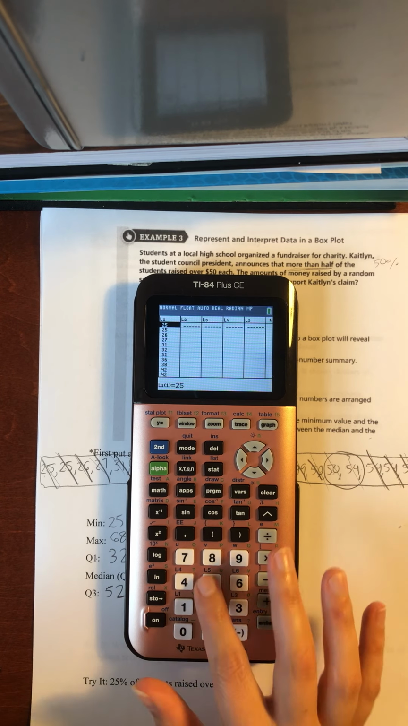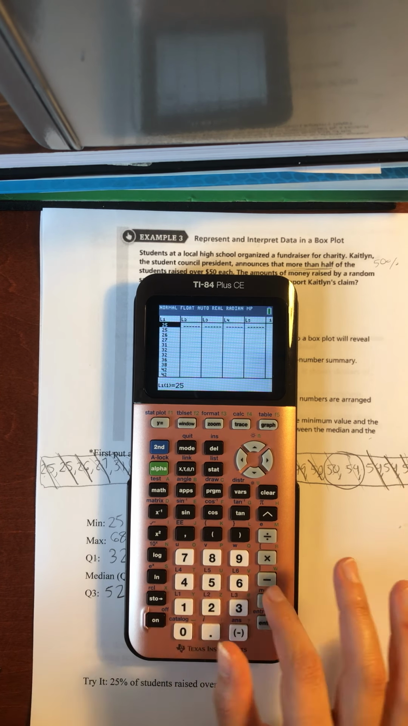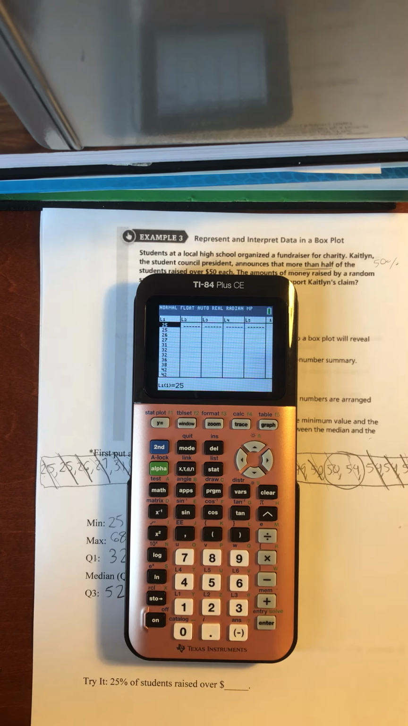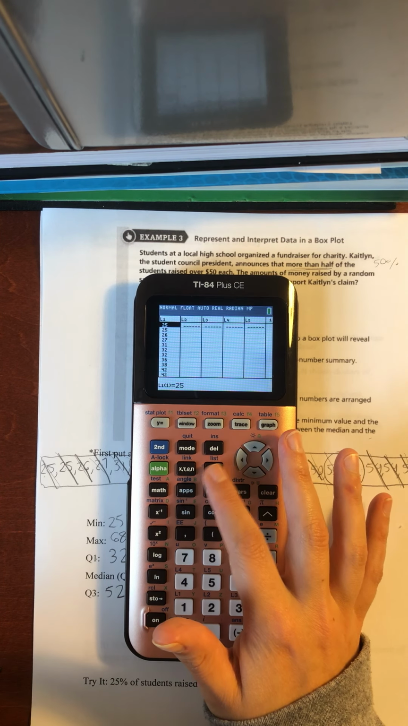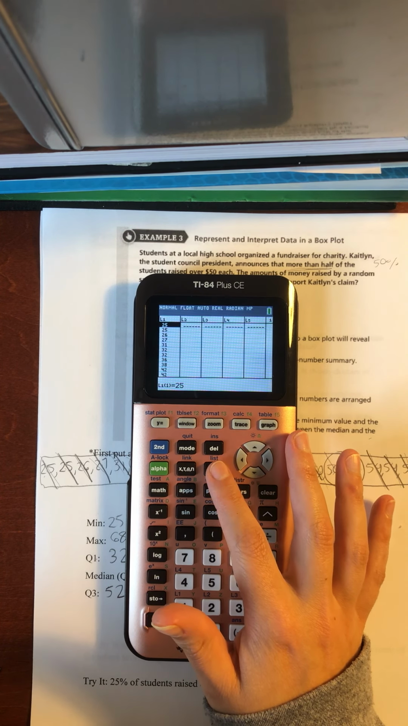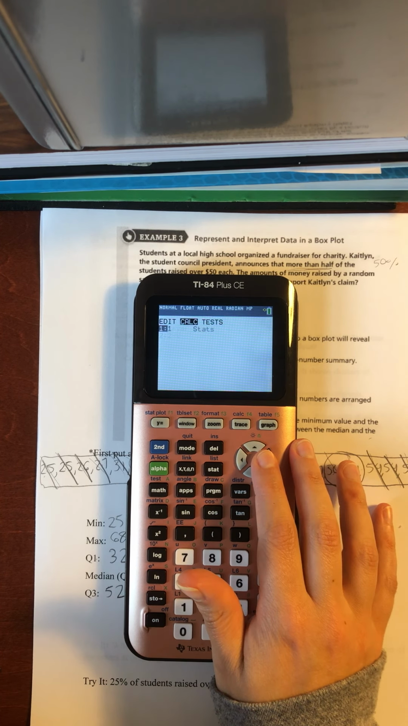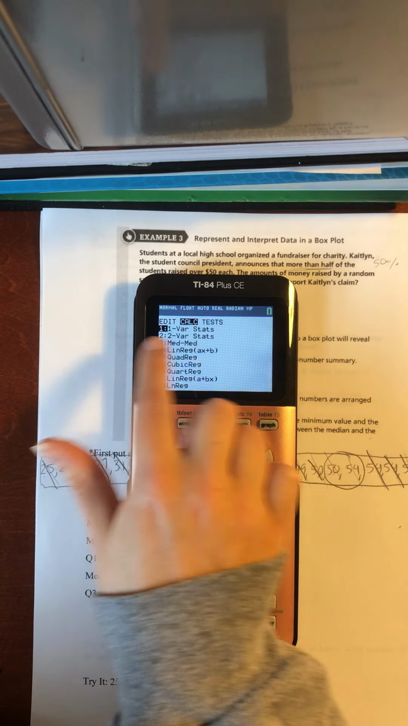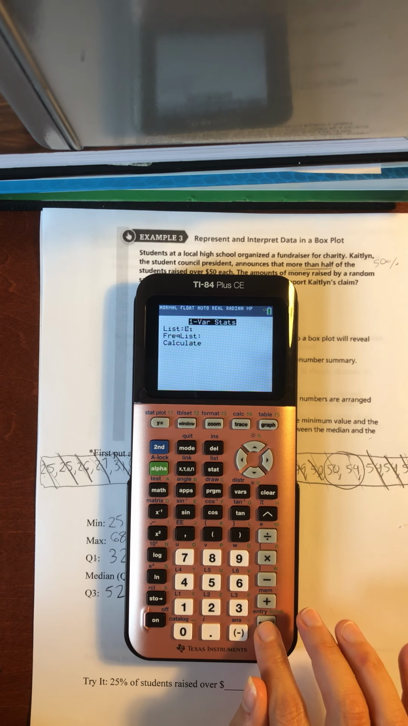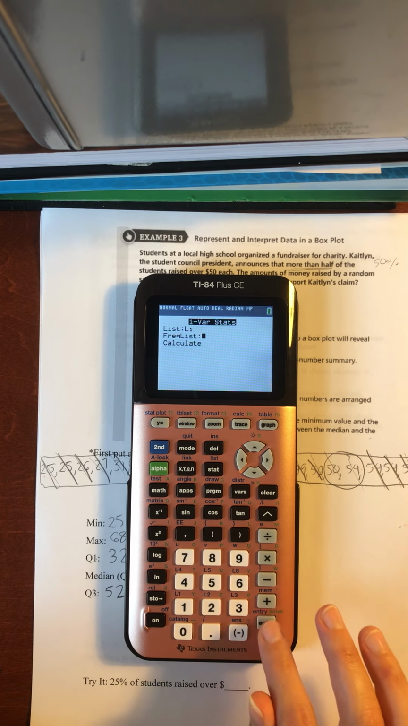Just type in 25, 25, enter. 25, enter. 26, enter. So on and so forth. After you do that, you're going to press Stat again. You're going to go over to Calc. So arrow over to Calc. And that gets you to 1 var stats. You're going to press Enter. I have to press Enter a few more times. You might not have to.